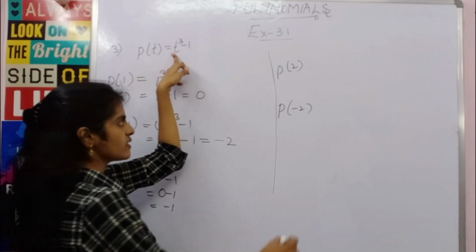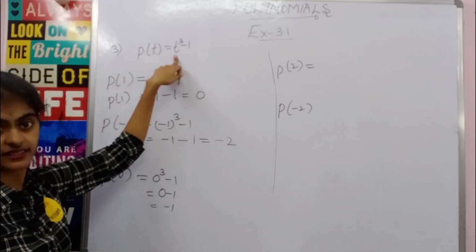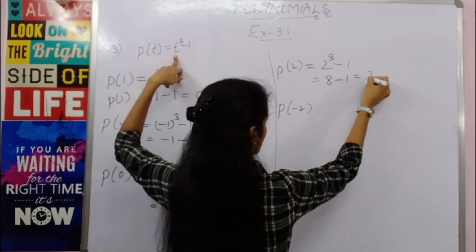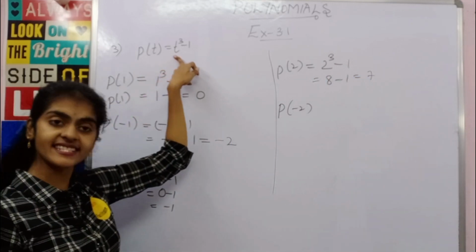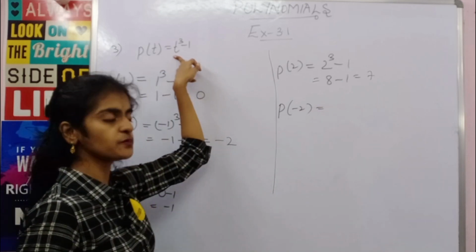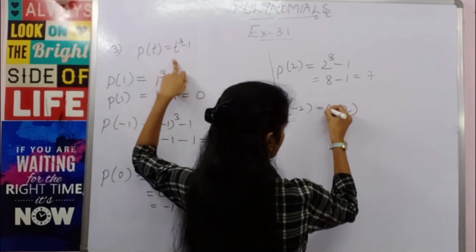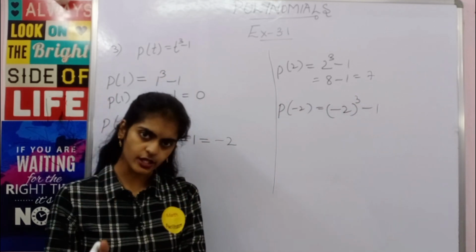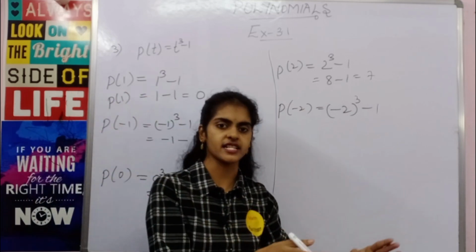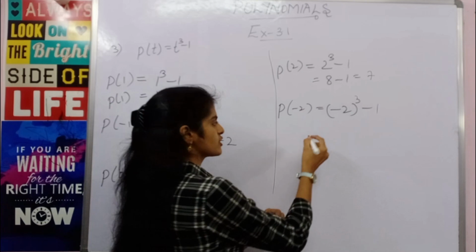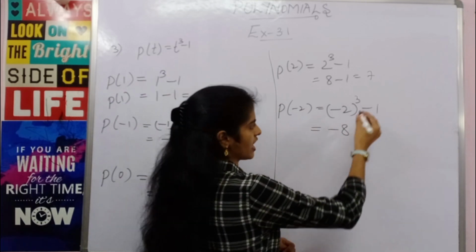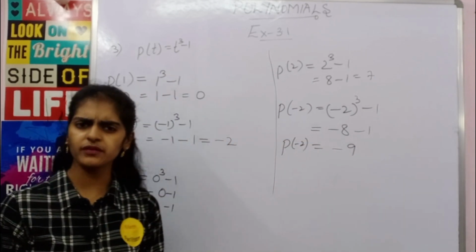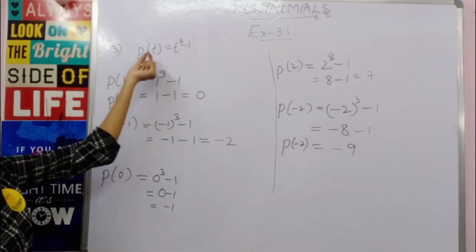Clear? Now see, what is p of 2? You will substitute 2 in the place of t. So this is 2 cube minus 1. 2 cube is 8, minus 1, so this is 7. P of 2 is 7. Now what is p of minus 2? In the place of t you will substitute minus 2. So it is minus 2 whole cube minus 1. Minus 2 whole cube is minus 2 multiplied by minus 2 multiplied by minus 2, so minus 2 multiplied 3 times gives you minus 8. And you have minus 1, so the answer is minus 9. So this is p of minus 2. Very simple. You just have to substitute the given value in the place of t.